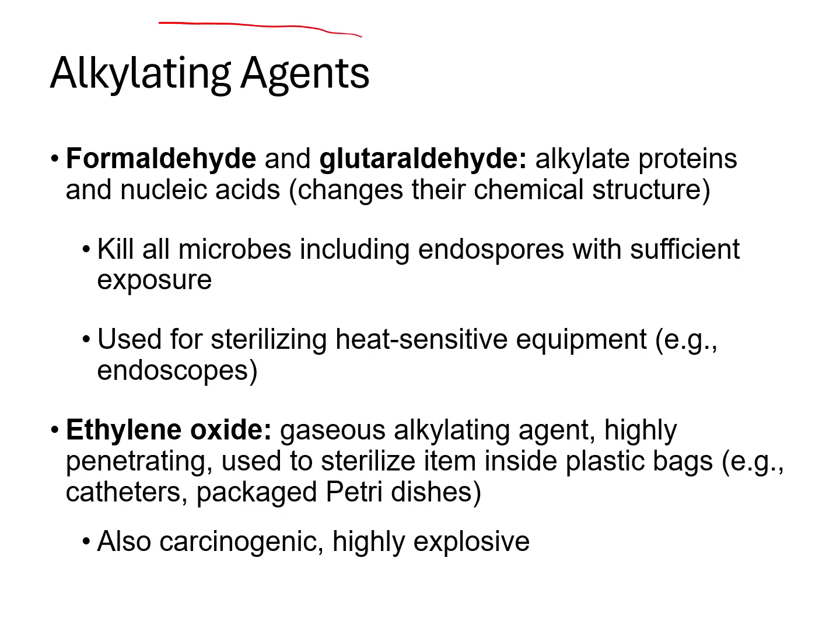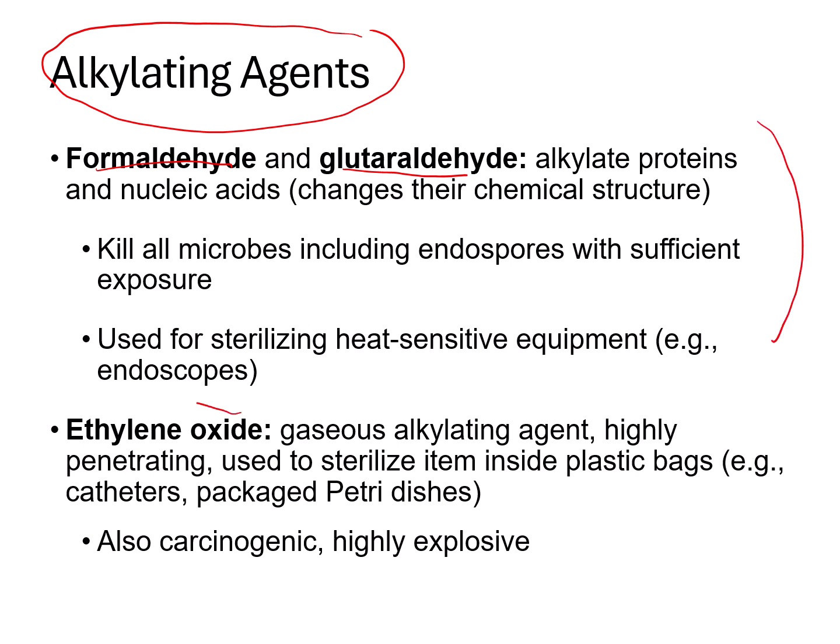Our next group are alkylating agents. And alkylating agents are highly potent sterilants that work by adding alkyl groups to proteins and DNA. And this will irreversibly inactivate enzymes and nucleic acids, which leads to cell death. Examples include formaldehyde and glutaraldehyde. These are used for sterilizing heat-sensitive instruments, but also for preserving tissue samples.